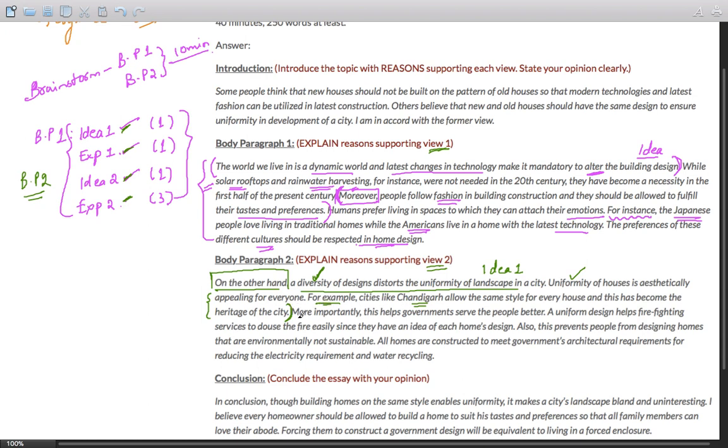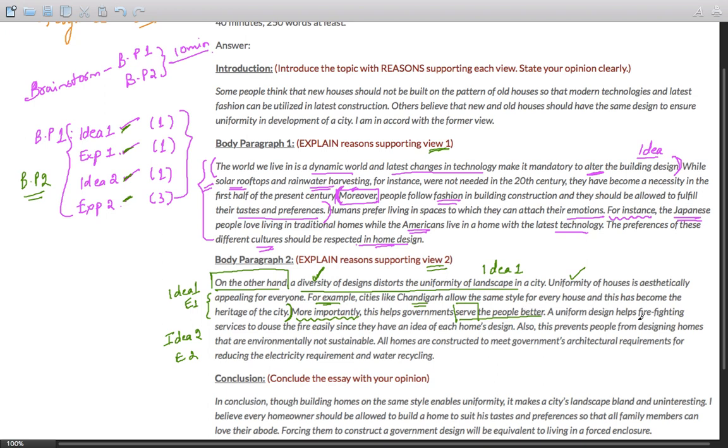Then we move to the second idea using "more importantly." This is idea one and explanation one, and then it's time for idea two, and of course, explanation two. More importantly, this helps government serve the people better. This is idea two, that it helps government serve the public better. And how exactly is it done? It needs to be explained in the following sentences.